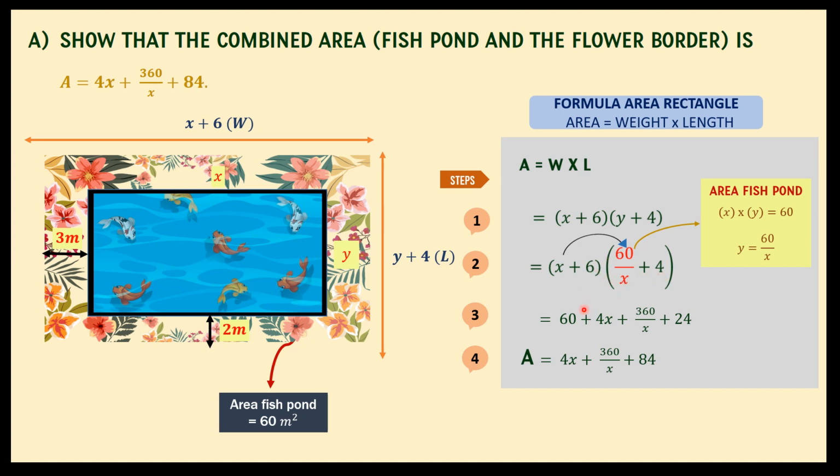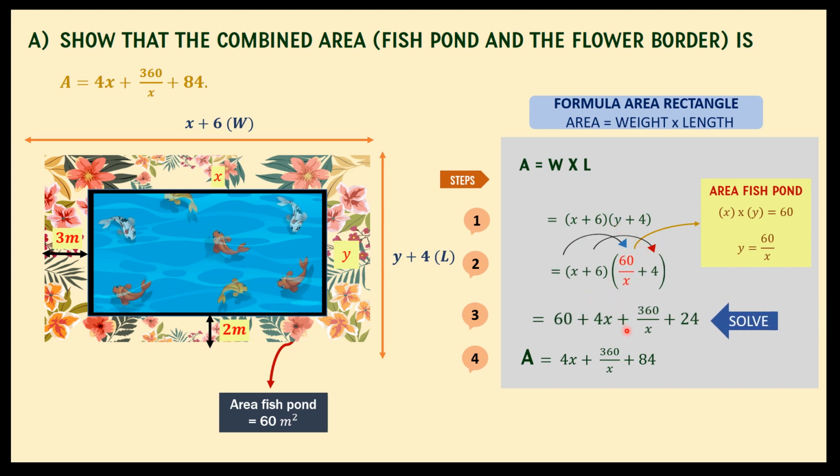So next step is we have to times this one by one. x times 60 over x is 60, x times 4 is 4x, 6 times 60 over x is 360 over x, 6 times 4 is 24. So the last step is we have to add 60 and 24 together. So the area is equal to 4x plus 360 over x plus 84. So this is shown to be the same as the question.